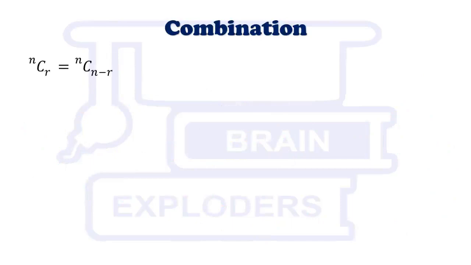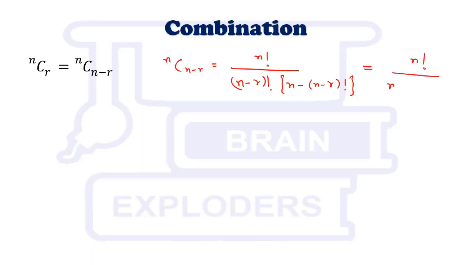nCr is equal to nC(n minus r). How? nC(n minus r) is equal to n factorial over (n minus r) factorial times (n minus (n minus r)) factorial, which is equal to n factorial over (n minus r) factorial times r factorial, and it is equal to nCr. So both of these are the same.